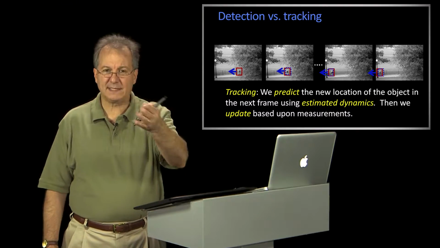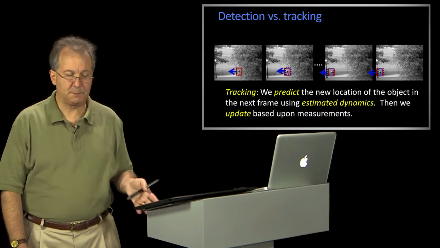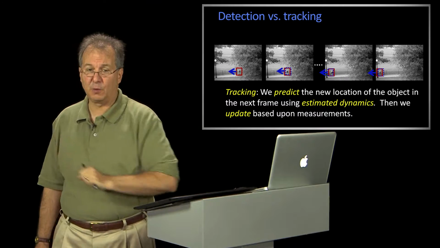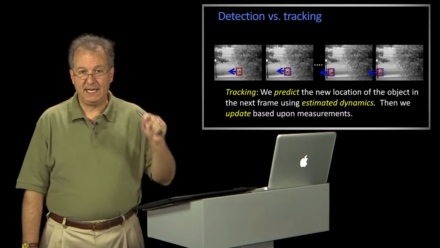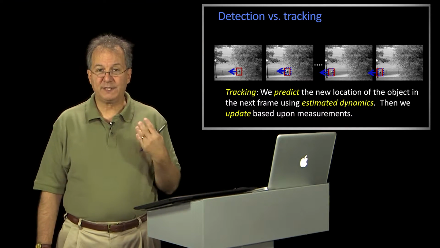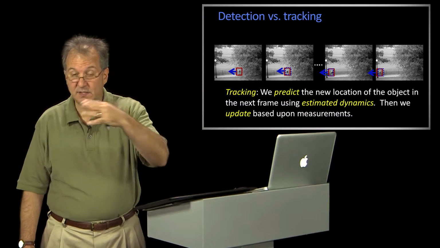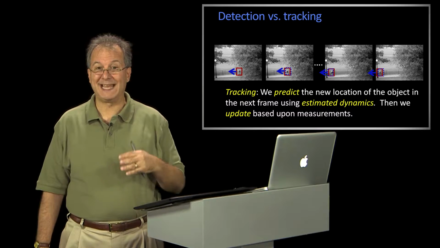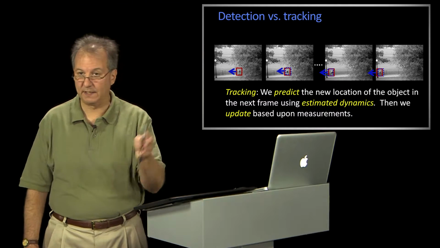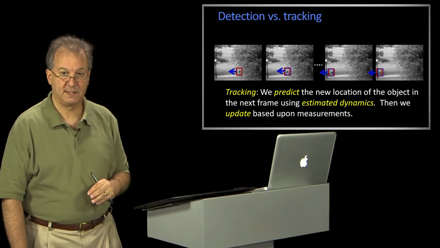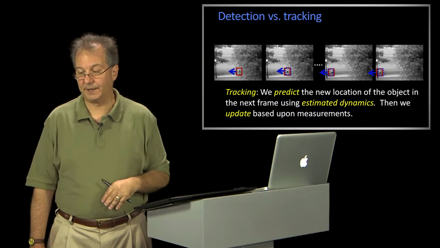So remember last time we talked about the difference between detecting and tracking. Detecting, we have some operator and we just find whatever our target is in every frame. In tracking, we're going to predict the new location of an object or the expected distribution location of an object using estimated dynamics. So somehow we're estimating the velocity, accelerations, whatever. And then we're going to update based upon the measurements that we take. So that's sort of, shall we say, the intuitive way of describing it.